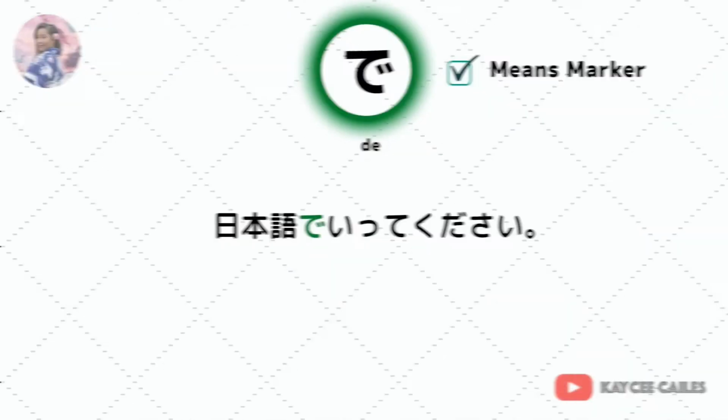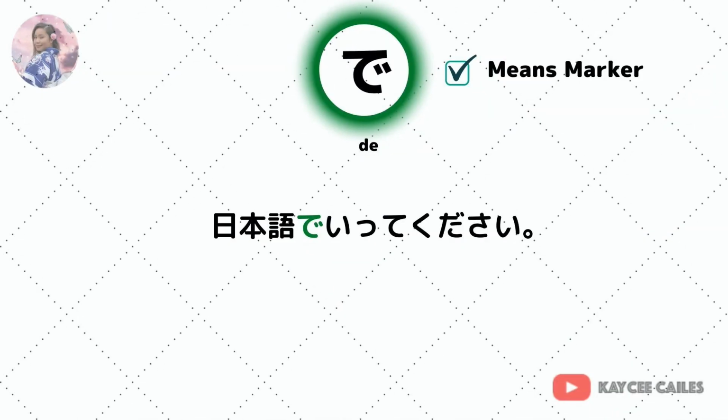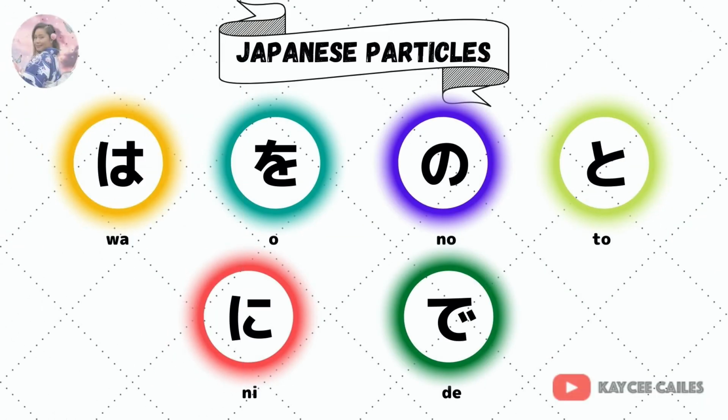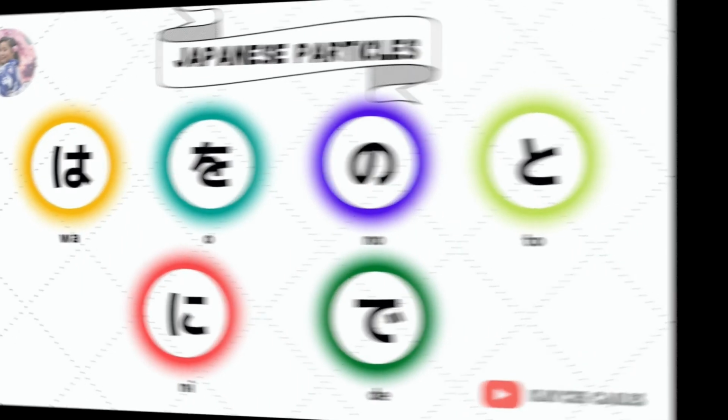Another example is Nihongo de itte kudasai. Nihongo meaning Japanese language, and this is the kanji character for it. De itte kudasai. Nihongo de itte kudasai. Please say it in Japanese language. In this lesson, we learned the following Japanese particles.